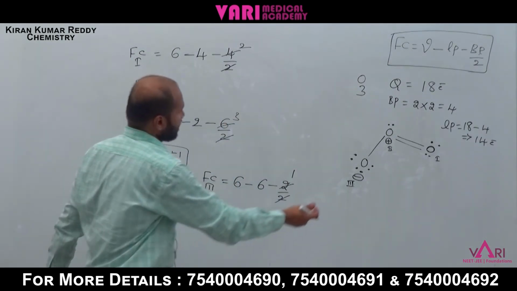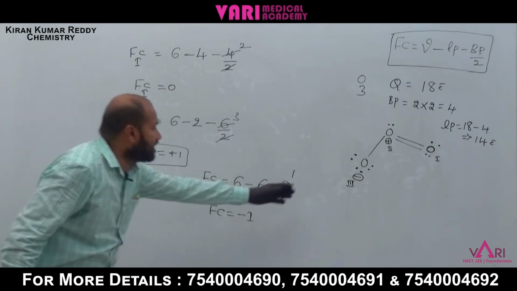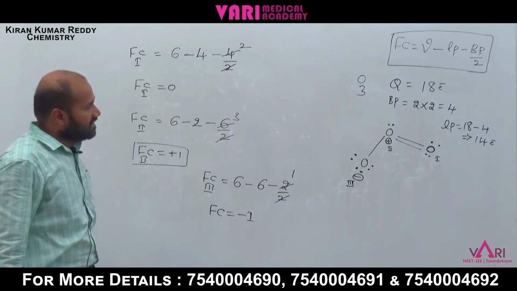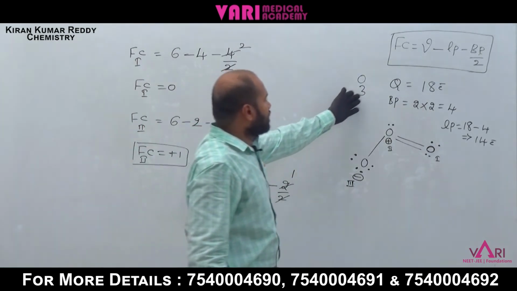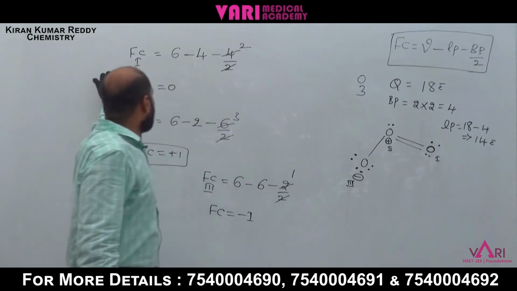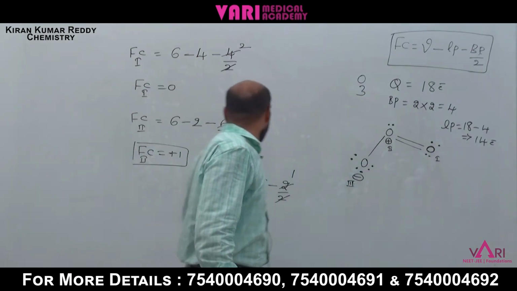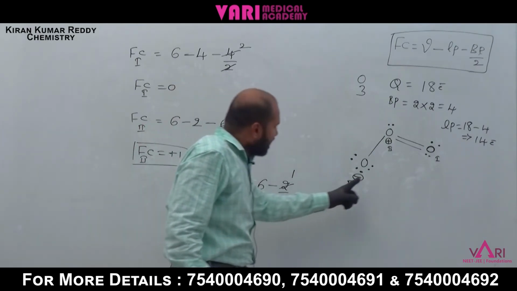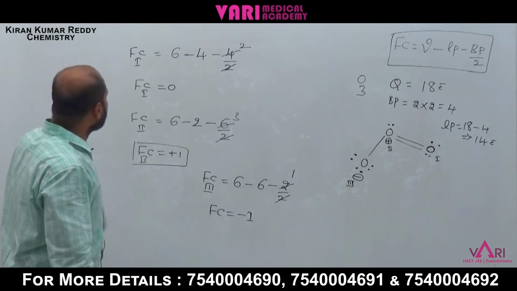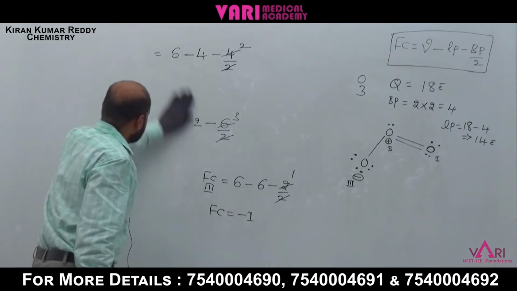Now this is the structure for which we have to calculate the formal charges of atoms. Understand? O3 molecule, understand, students? O3 means Q is equal to 18 electrons, and the formal charges are: one oxygen atom 0, another plus 1, another minus 1. This is the example. Next we have to take more examples so you can understand the concept.